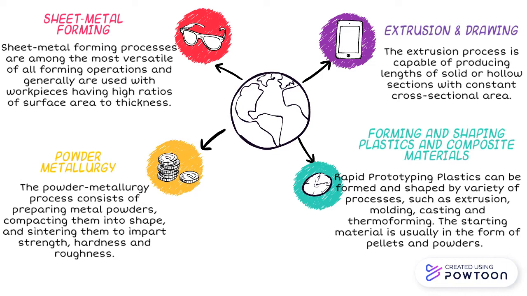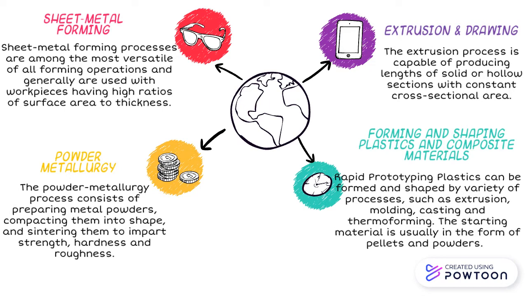Sheet metal forming. Sheet metal forming processes are among the most versatile of all forming operations and generally are used with workpieces having a high ratio of surface area to thickness. Powder metallurgy. The powder metallurgy process consists of preparing metal powders, compacting them into shape, and sintering them to impart strength, hardness, and toughness. Extrusion and drawing. The extrusion process is capable of producing lengths of solid or hollow sections with constant cross-sectional area.